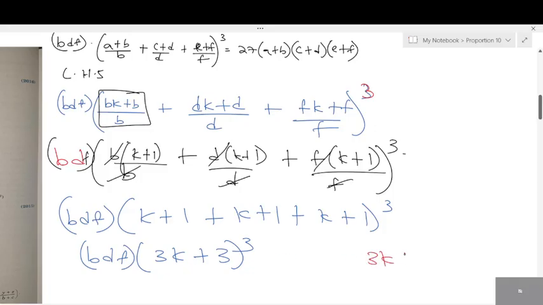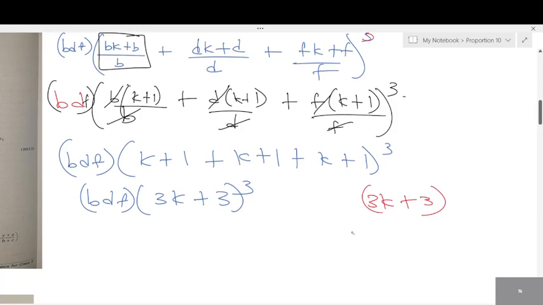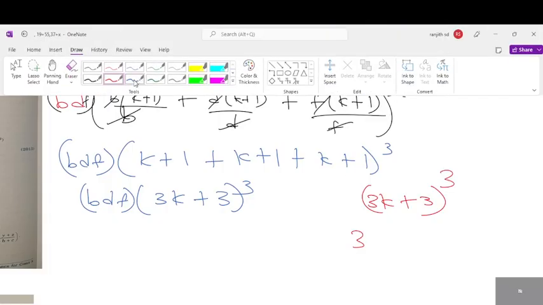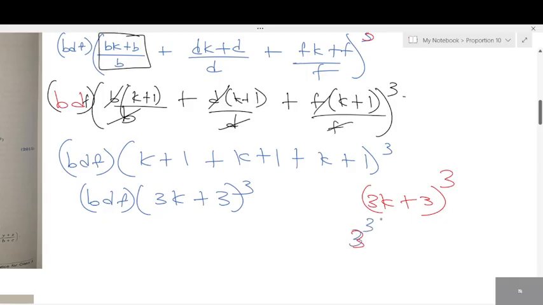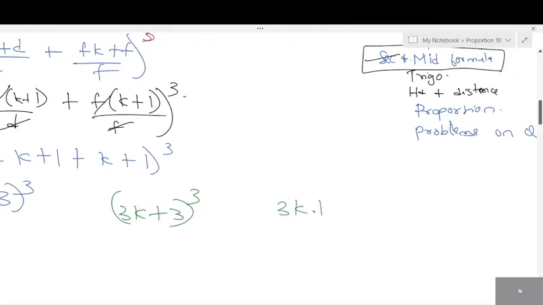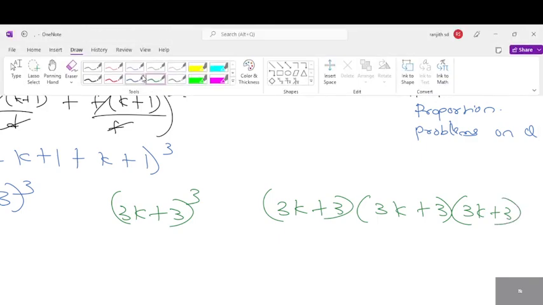Look here. 3K plus 3 the whole cube, students. What is common here? Can you tell me what is common? 3 is common. If the degree is 3, then what should we do? What did I tell you all? If the degree is 3, put the same 3 here. Now what is common? Here, 3K plus 3, whole cube. What does this mean? How many times is 3K plus 3 multiplied? 3 times.